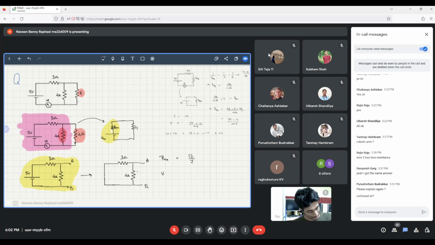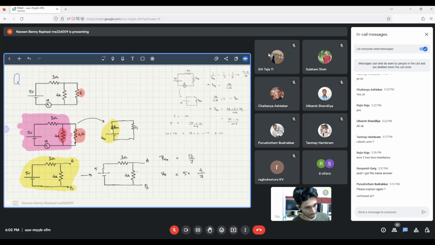For the VTH, we have to put the voltage source back here again, and we have to find what the voltage difference between A and B is. This is something Sir explained in class. This is a potential divider. So we have VTH is 5 multiplied by 4/7. You can see this is a voltage divider in a sense. It is exactly what the diagram is.